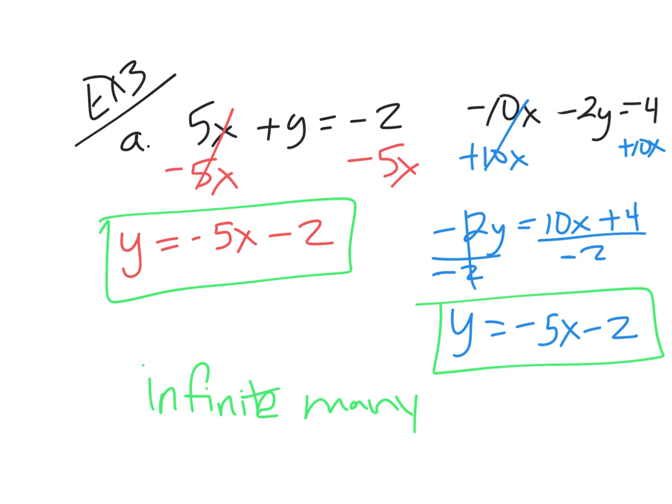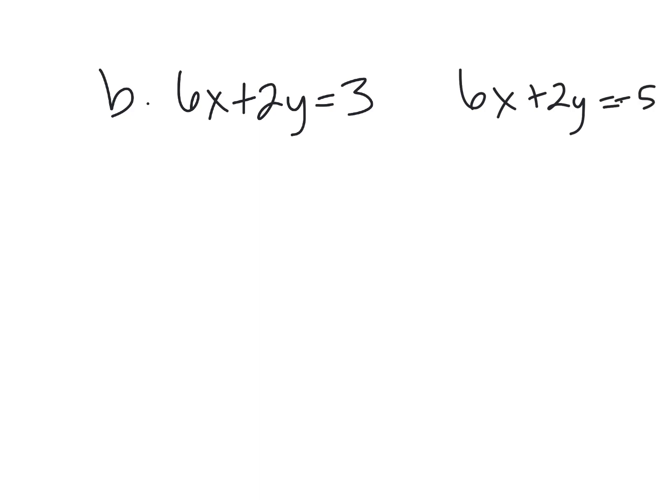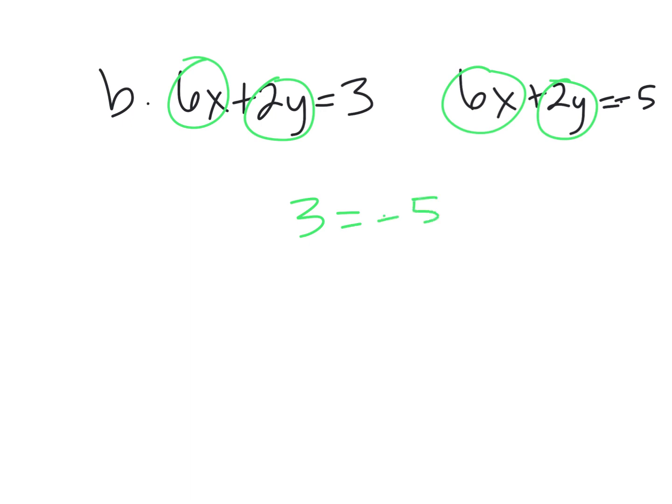Okay, so let's look at B. We have 6x plus 2y equals 3, and 6x plus 2y equals negative 5. Okay, so we could put this in slope-intercept form and see what happens. Or you could look at that and tell me, what do you think? I think it'd be no solution. Yes, you're right, because if I do the elimination method, it's going to cancel those out, and I'm going to end up with something along the lines of 3 equals negative 5, which can't happen, so no solution.